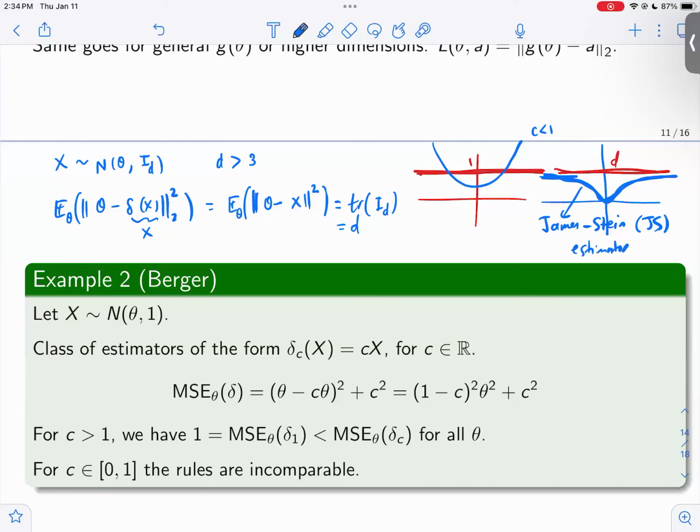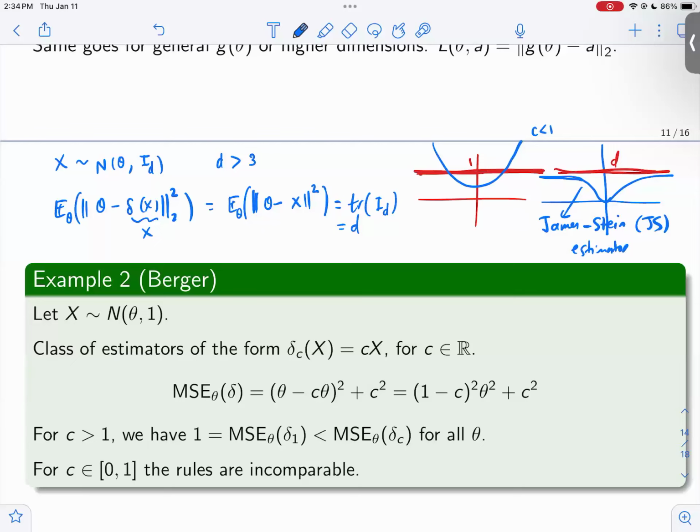It has caused a lot of surprise and interest, and it's basically an unbelievable result that there is something that just dominates the MLE in higher dimensions in this model. I'm not going to go into that too much, but it's an interesting fact. Under the quadratic loss, there is an estimator that makes the MLE inadmissible. You'll see this in the homework, okay?